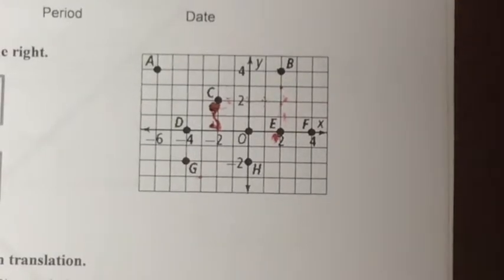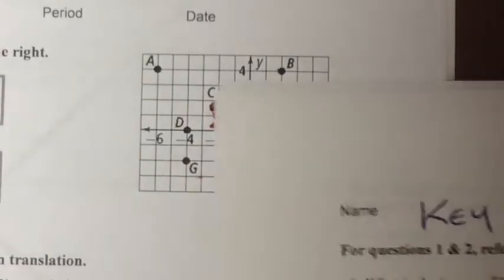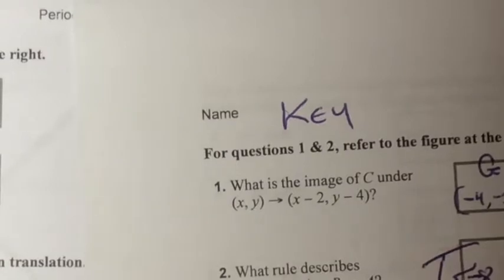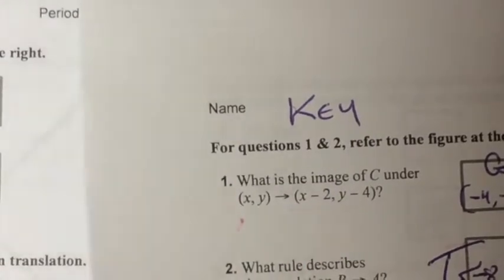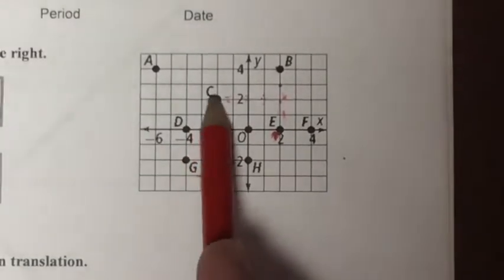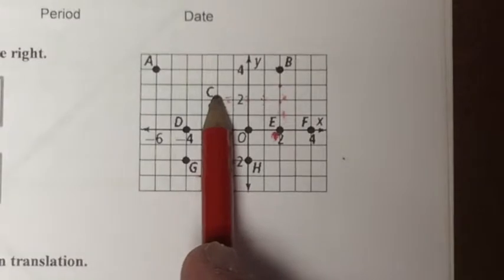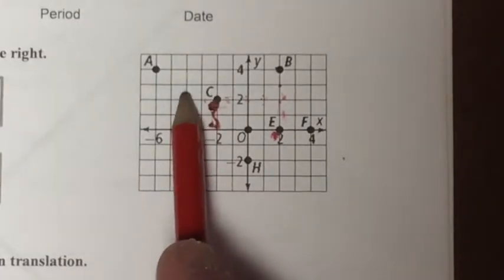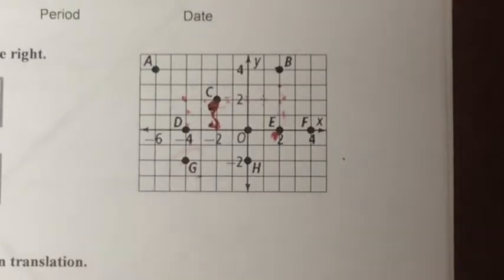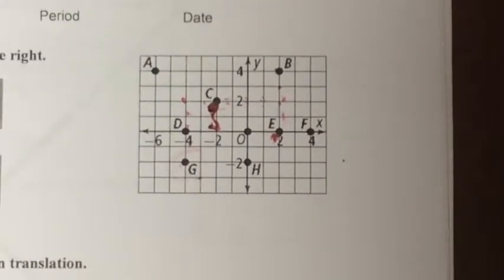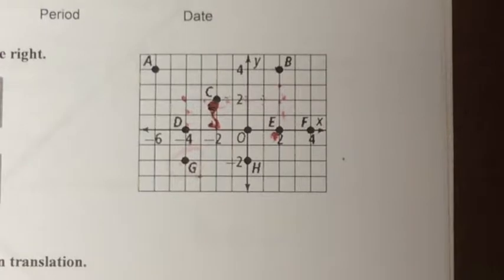What's the image of C under that? XY mapping to x minus 2, y minus 4. Well, it's G. Let's see why. Here is C. X minus 2 is 1, 2. Minus 4 is 1, 2, 3, 4. That's the point. And if you had given me the coordinates, that was okay too.